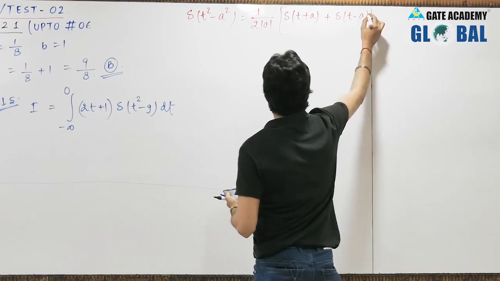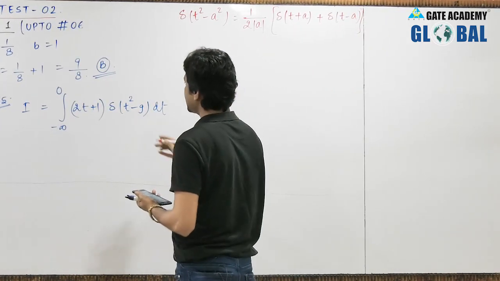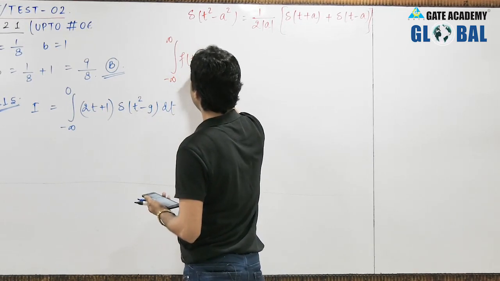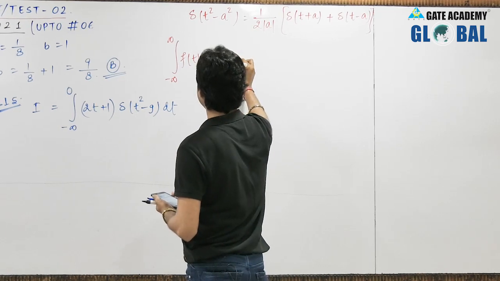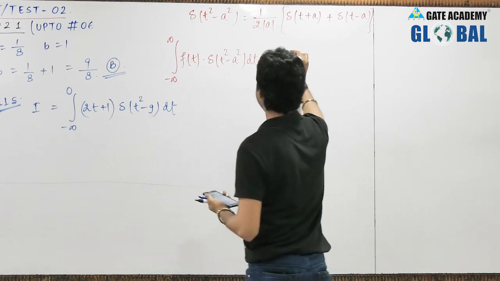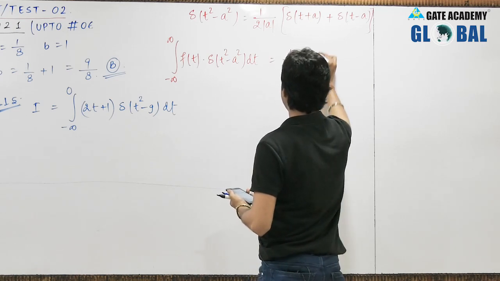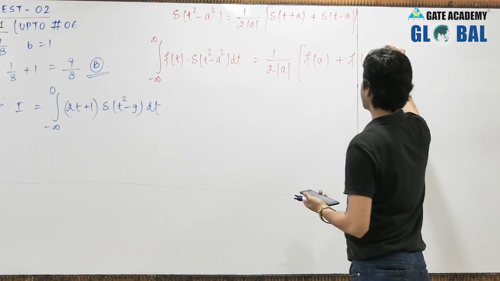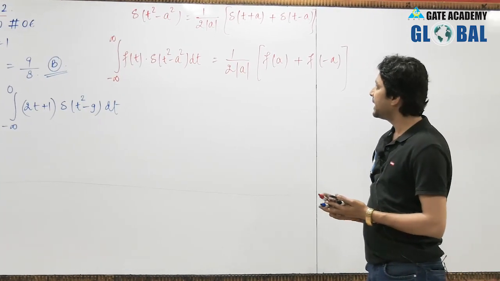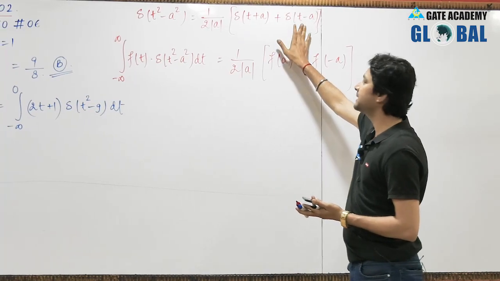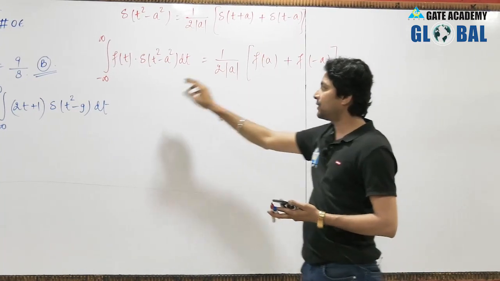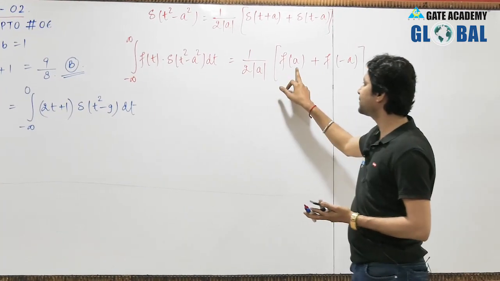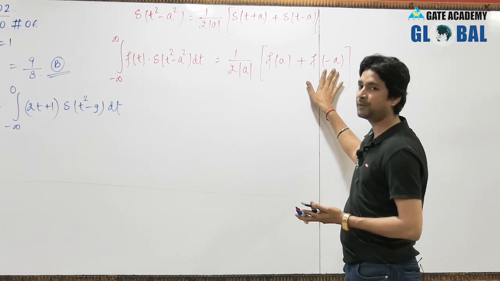We have seen this. Similarly, if we apply this concept and find the integration from minus infinity to infinity of signal f of t into del of t square minus a square dt, then this result came out to be 1 upon 2 times mod of a, here we have f of plus a and plus f of minus a. So we have to find the values, as this impulse is occurring at t equals minus a and this impulse is occurring at t equals plus a. So when you substitute this value, you have to take this signal f of t at t equals plus a and f of t at t equals minus a.